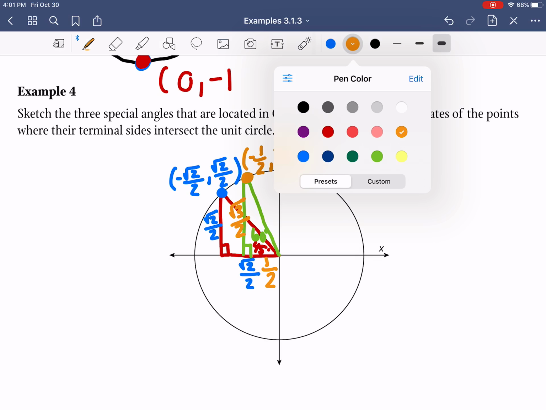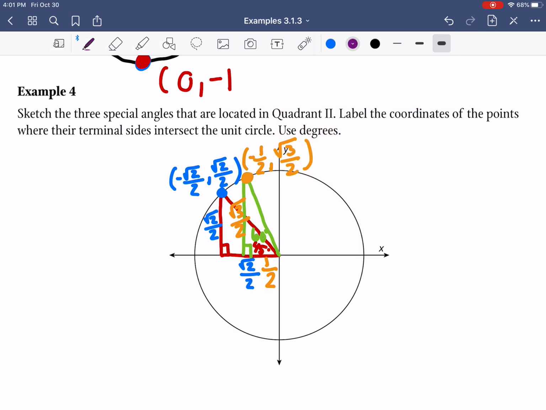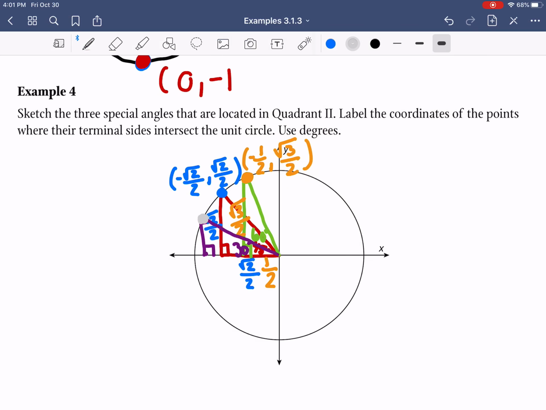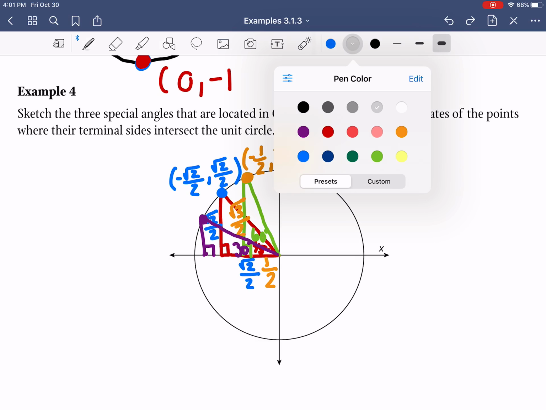Okay, last one. I'm going to pick a different color. So I'm going to do a 30-degree angle, which is the reference angle. So 30 degrees is going to be the smallest. This one's 30 degrees. So what happens when you make that 30-degree angle is we're trying to find the coordinates of this point right here. This color's too light. I'll use purple.